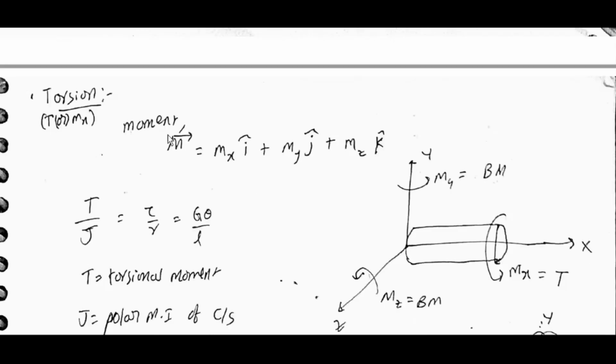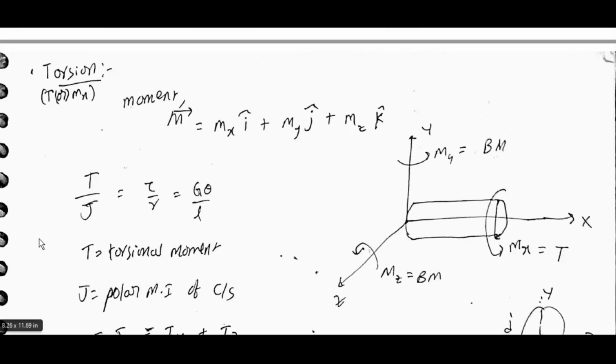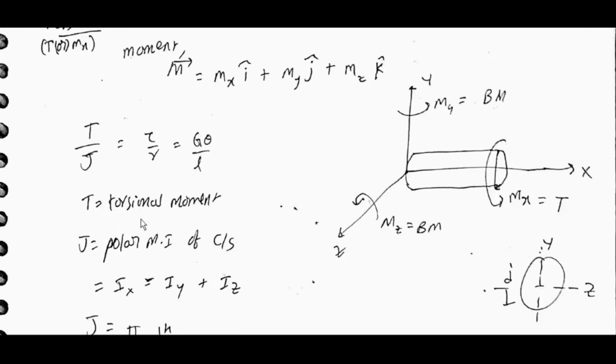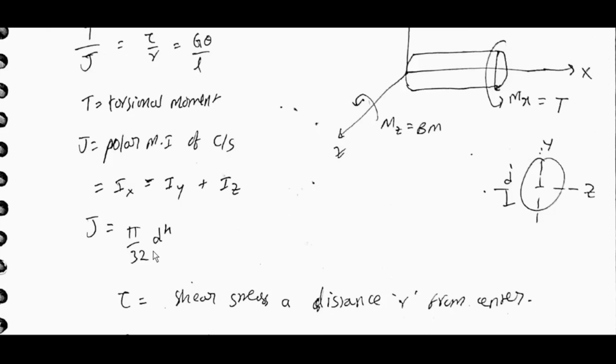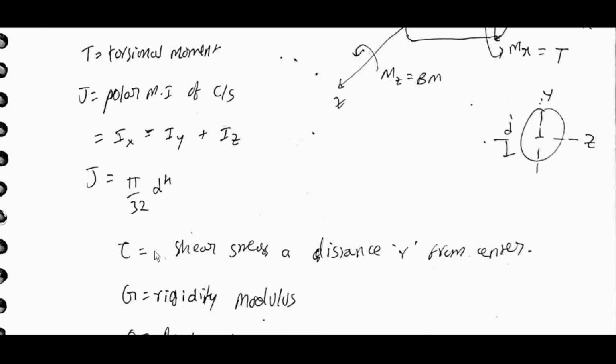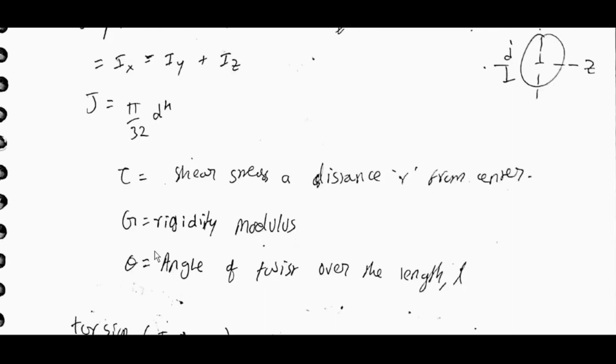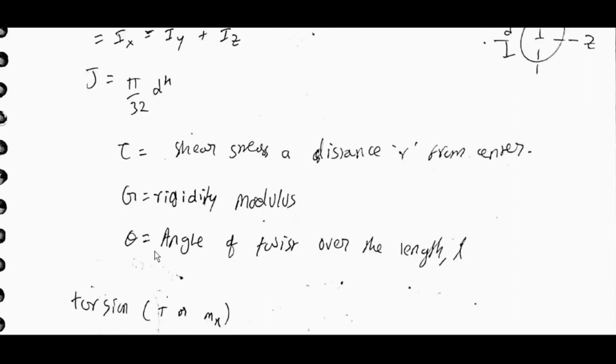Torsion: the moment M bar is equal to Mx i cap plus My j cap plus Mz k cap. Here the shaft is along the x-axis. Mx is T by J is equal to tau by r is equal to G theta by L. T is the torsional moment. J is the polar moment of inertia of the cross section, equal to Ix, which is Iy plus Iz. J is equal to pi by 32 d power 4. Tau is the shear stress at a distance r from the center. G is the rigidity modulus. Theta is the angle of twist over length L.